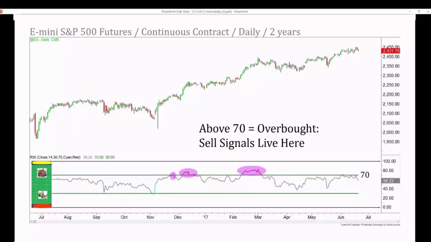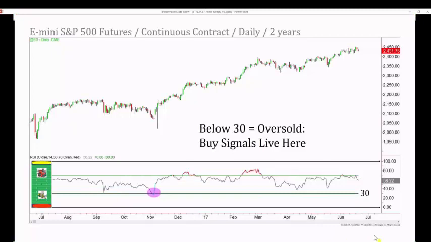Moving on to the lower part of the zone, we've got oversold. So in this situation, you're saying all of this selling power, right? All that downside momentum has run out, and now if this indicator falls below 30 and comes back up, well, that's a buy signal or part of a buy signal. This is, again, the very traditional approach.